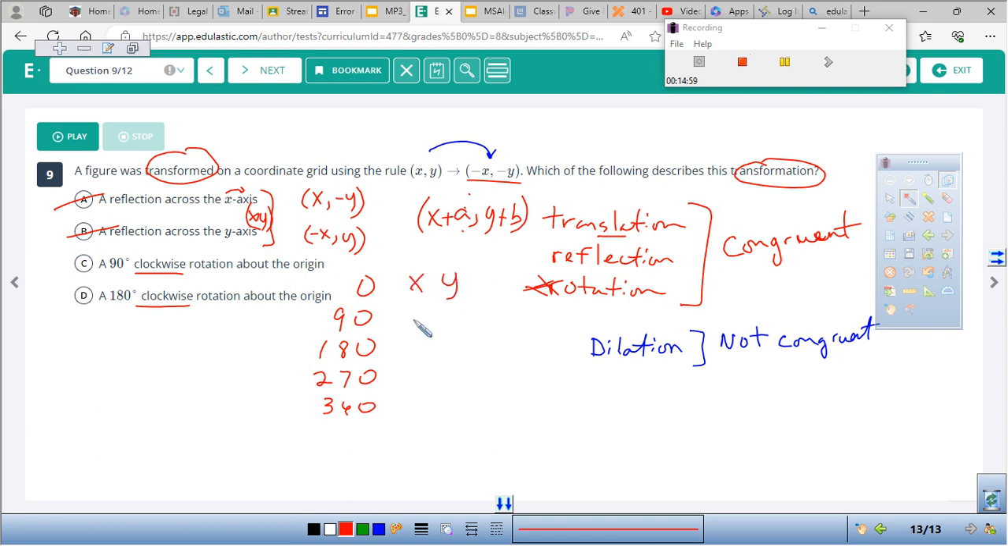This would be x, y. We're going to go clockwise. So clockwise, then negative goes here first, and then to both, and then to 6. So right here you see 180. There it is.